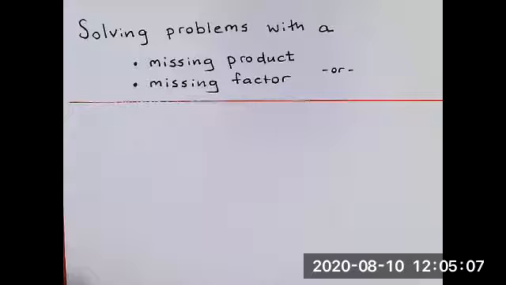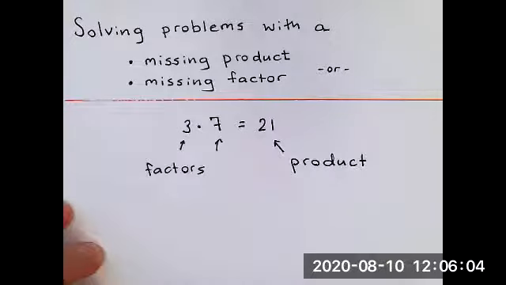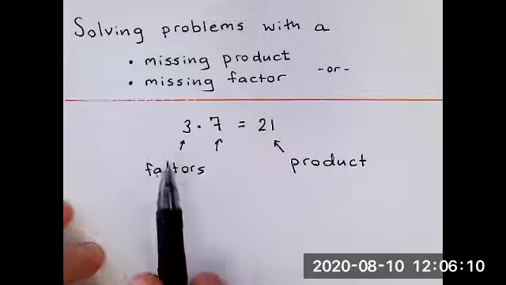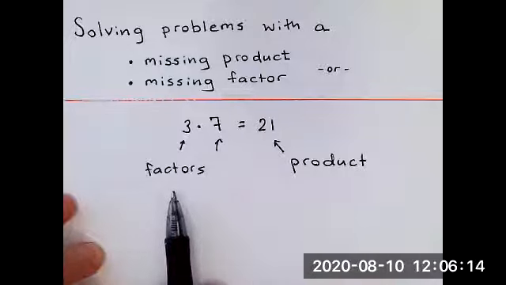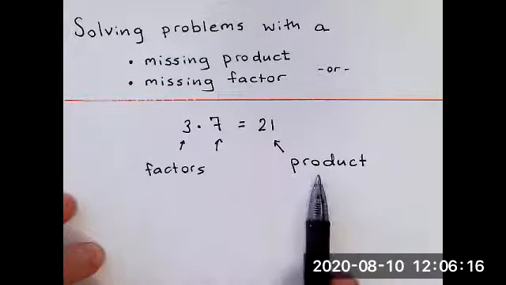Solving problems with a missing product or missing factor. First, let's go over the vocabulary. The numbers that are being multiplied are called factors. The result of the multiplication is called the product.